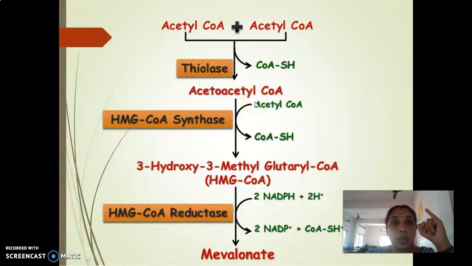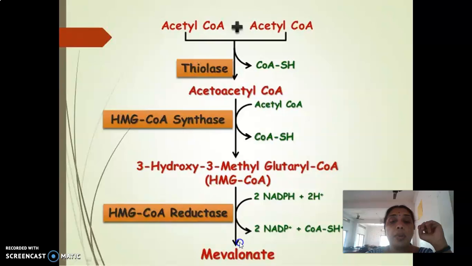to give rise to 4-carbon acetoacetyl-CoA by the cytoplasmic thiolase enzyme with the removal of 1 molecule of CoASH. Acetoacetyl-CoA, a 4-carbon compound, adds 1 more molecule of acetyl-CoA to give rise to a 6-carbon compound, with the release of another molecule of CoASH in the presence of cytosolic HMG-CoA synthase enzyme, giving rise to HMG-CoA, or 3-hydroxy 3-methyl, or beta-hydroxy beta-methyl glutaryl-CoA, but in the cytoplasm. This cytosolic HMG-CoA is now acted upon by HMG-CoA reductase enzyme to give rise to mevalonate, in which the reduction of HMG-CoA happens with 2 molecules of NADPH, giving rise to 2 NADP and CoASH.